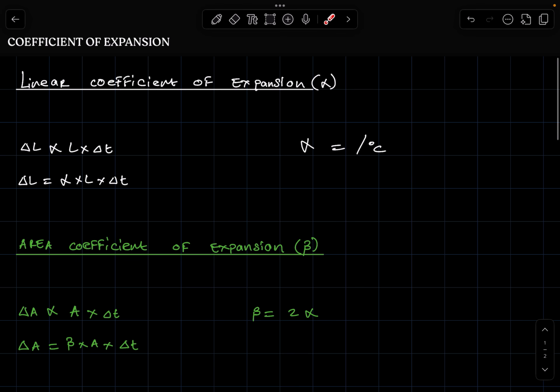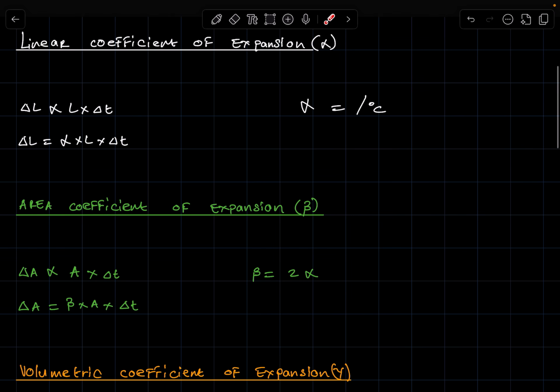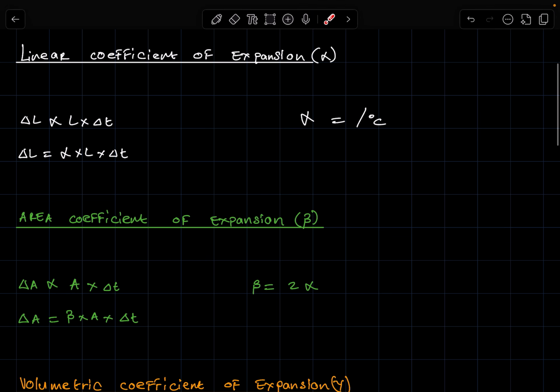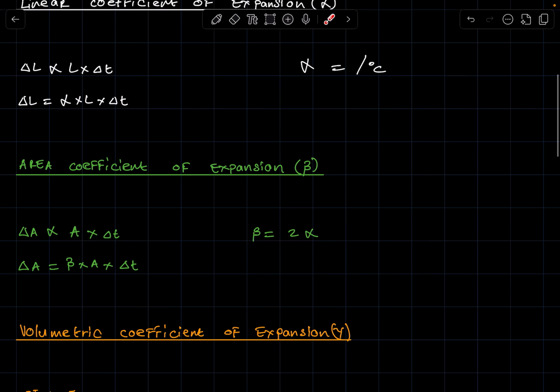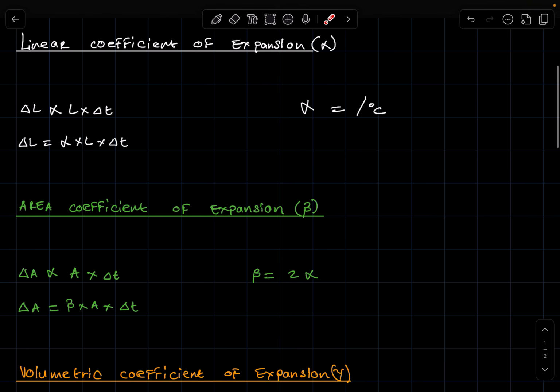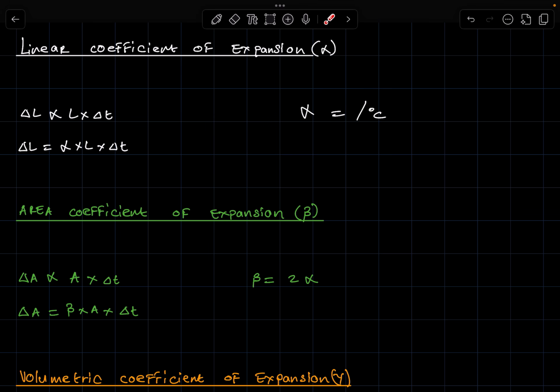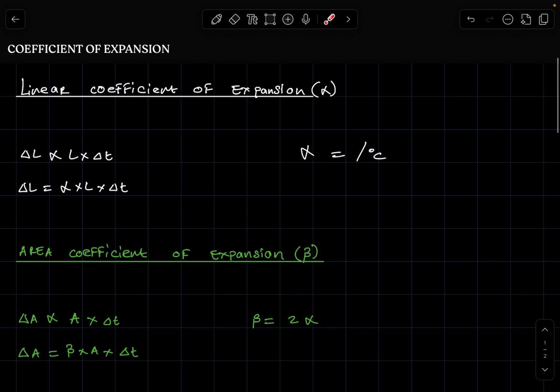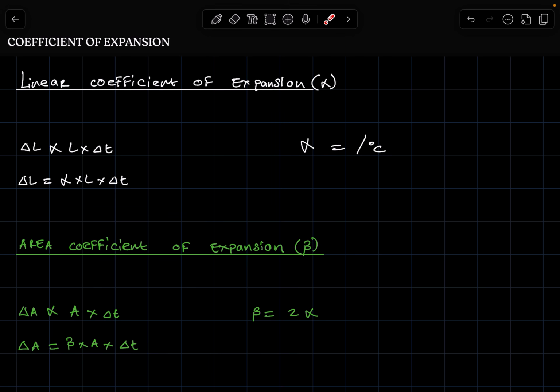Now let us familiarize ourselves with the formulas we are going to be using. In N2, we looked at linear coefficient of expansion, and then in N3 we looked at both linear and area coefficient of expansion. In N4 we introduce you to volumetric coefficient of expansion. Now, just a slight reminder of what we looked at in N2 and N3. Under linear coefficient of expansion, this is the formula we use.